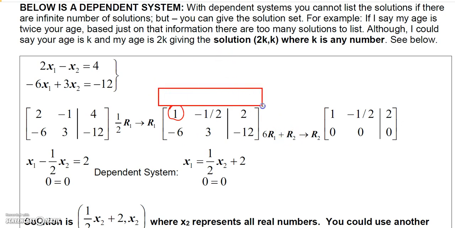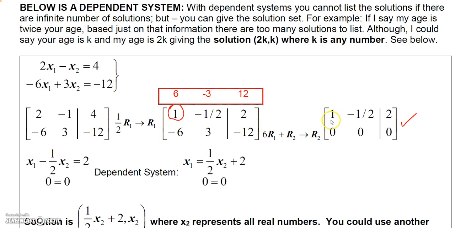So I'm going to multiply row 1 by 6 and add it to row 2 to get the new row 2. Now let me show you, if I multiply that row by 6, 1 times 6 is 6, negative 1/2 times 6 is negative 3, and then 2 times 6 is 12. Now what's interesting here is if I add 6 to negative 6, I get 0. If I add negative 3 to 3, I get 0. And if I add 12 to negative 12, I get 0. So now I've got this in reduced row echelon form, but notice this time I don't get a unique solution.